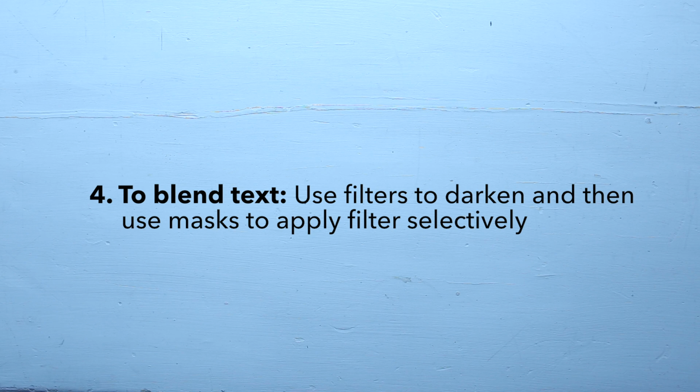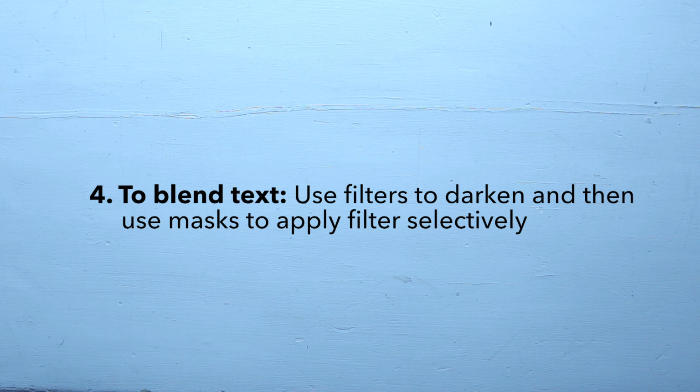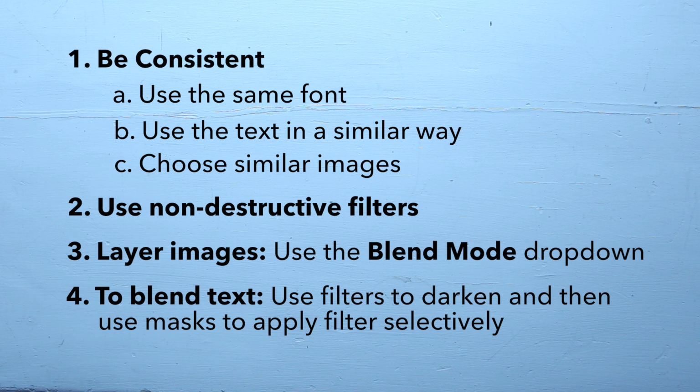Finally, if you're having trouble getting your text to sit right with your images, try darkening or lightening a portion of the image drastically, and then use the mask tool to transition from the dark to the light version of the image more gradually. Okay, I think that's it.